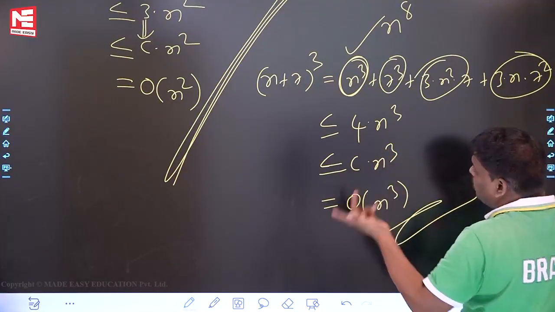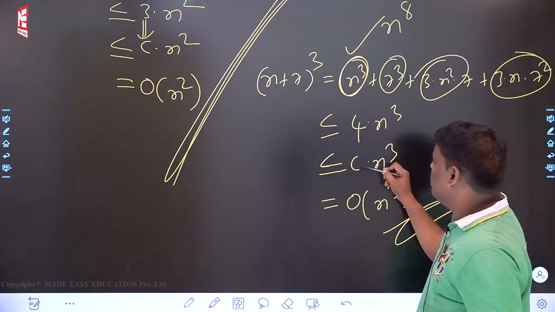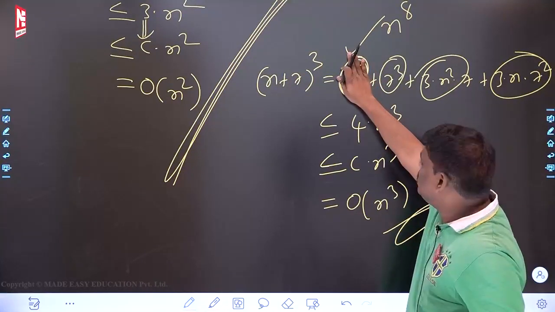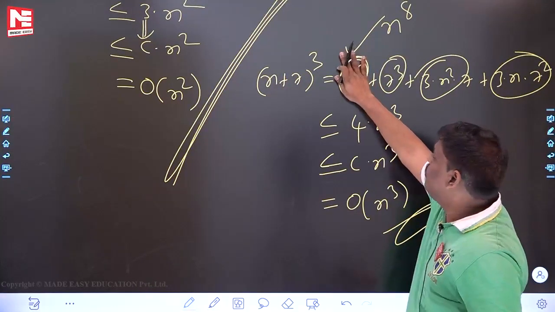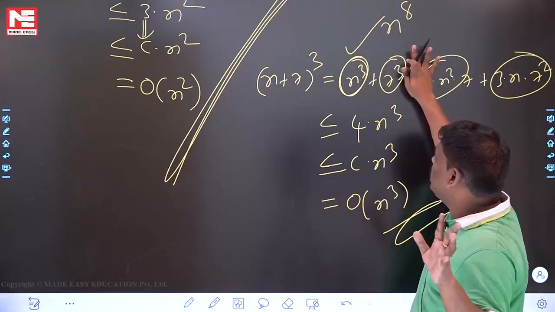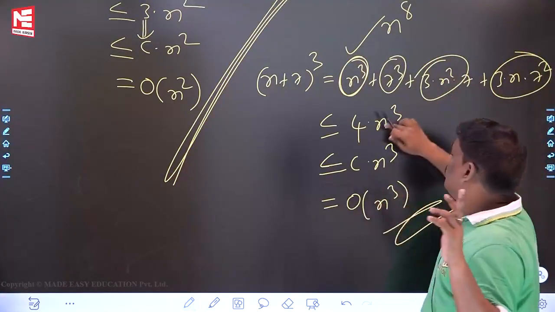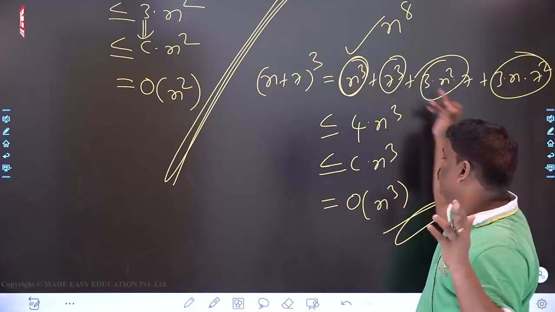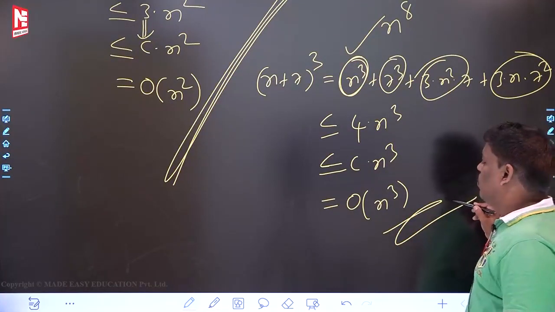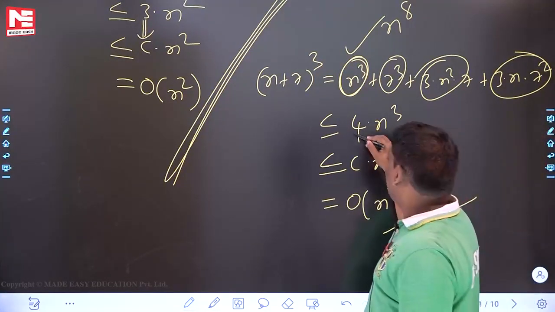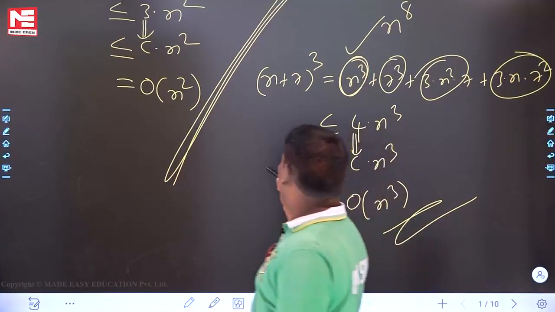For which c value omega? What is the answer? If I take c value 1, n cube. What is the meaning? If I take only this term, then it is smaller. If I take all, then equal. If I take the bigger one everywhere, then big O. If I take only the first one, omega. Can you help me? For which c value big O? 4. Can you say for which c value omega?